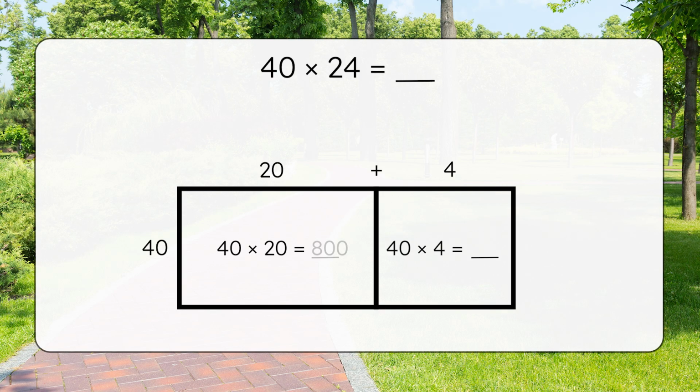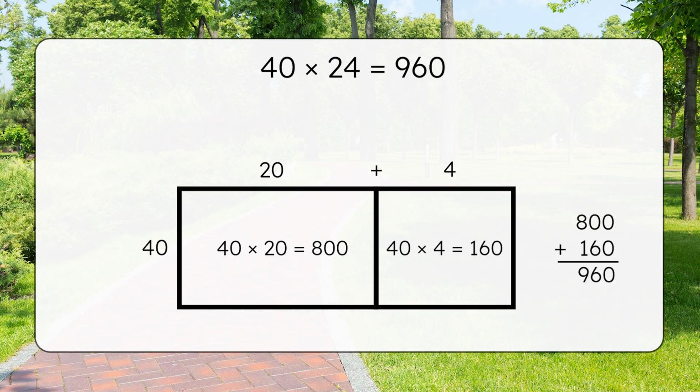40 times 20 equals 800, and 40 times 4 equals 160. We expanded 24 into 20 plus 4, so we need to add 800 and 160 to find the total product, 960 reusable cups.